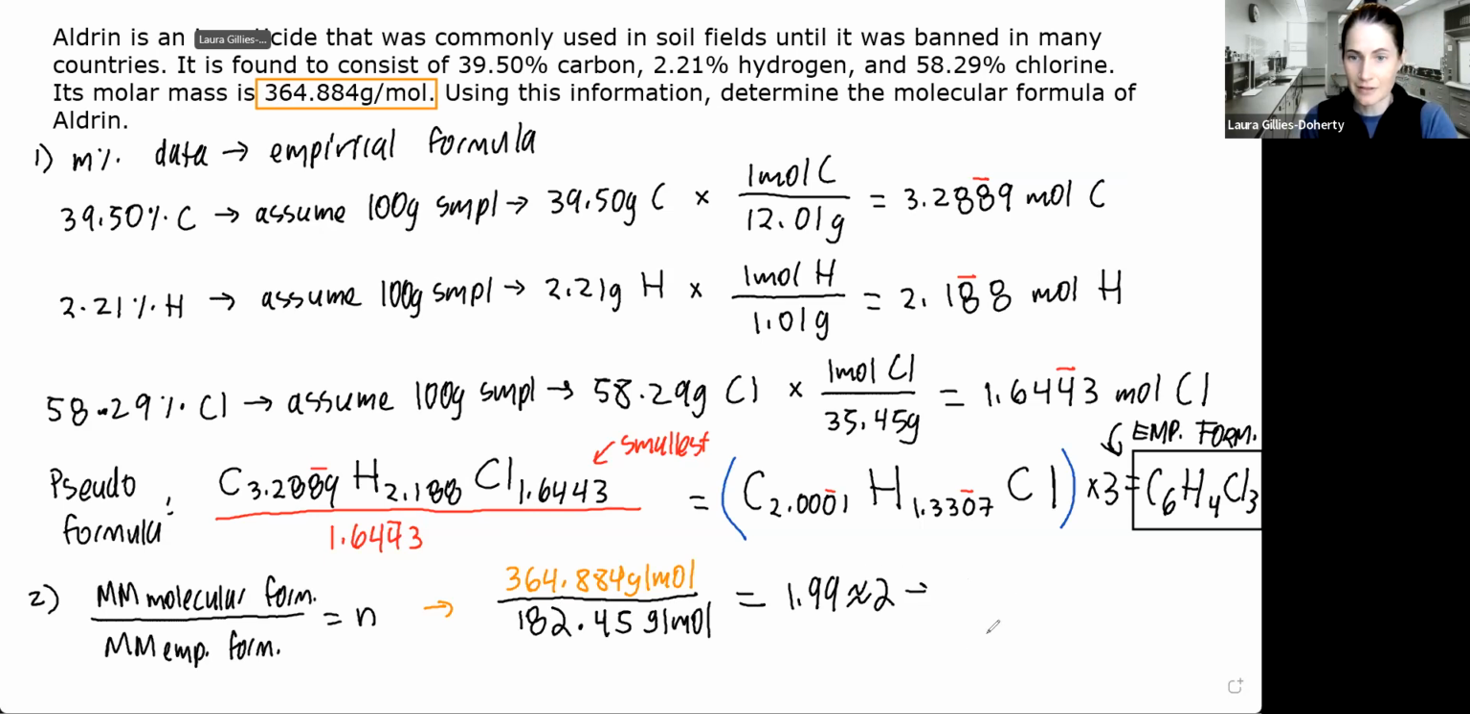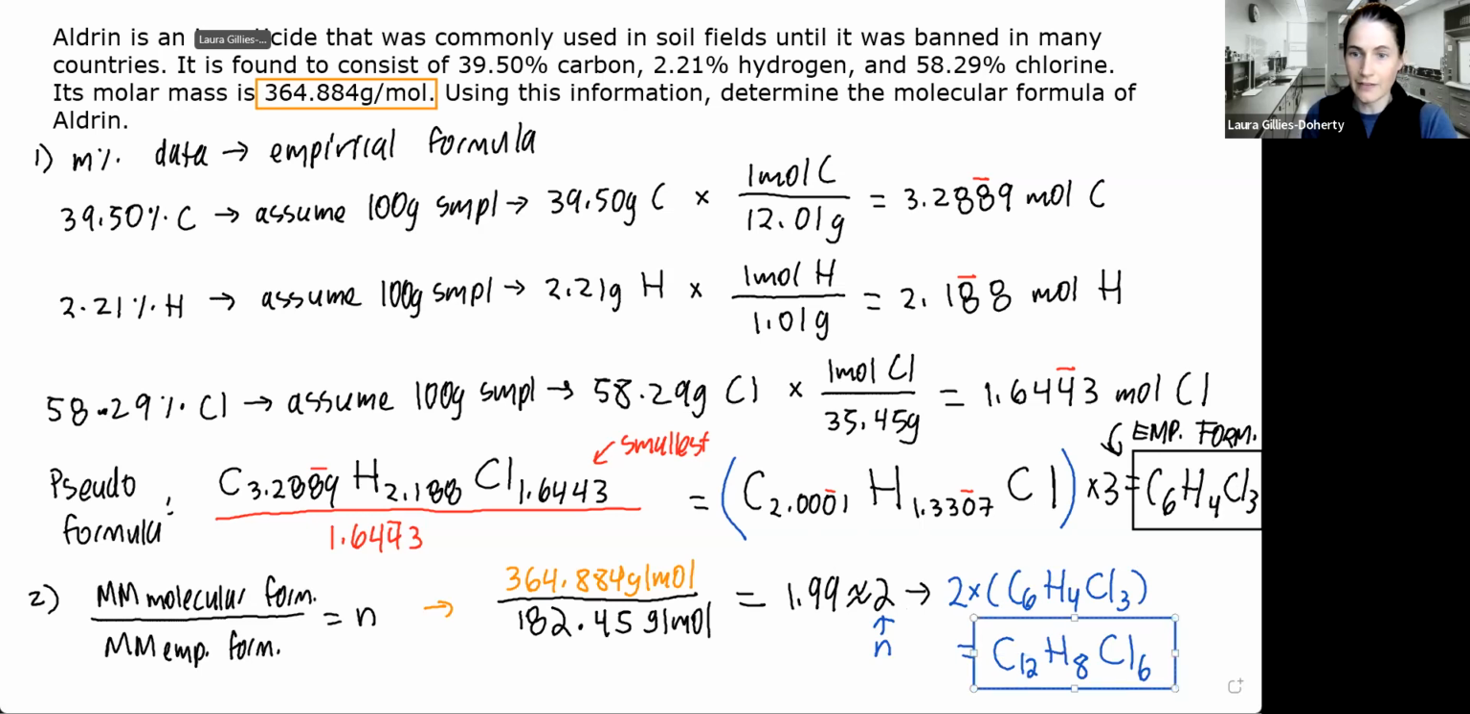So final step is to take our empirical formula and multiply it by our value of N. So 2 times C6H4Cl3 gives me C12H8Cl6. And that's the final molecular formula.